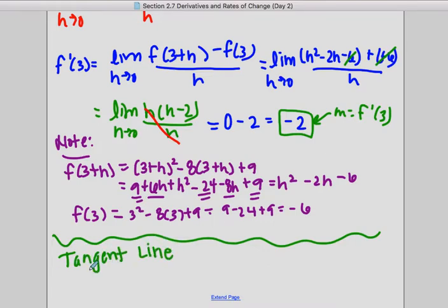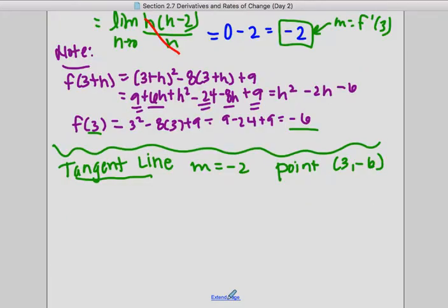In order to find the equation of a line, I need a point and my slope. I know my slope from my derivative is negative 2, and now I need to find my point. Well, I actually did that. It's when x is equal to 3, and right here I plugged in 3 and I got out negative 6. So my point is 3, negative 6.